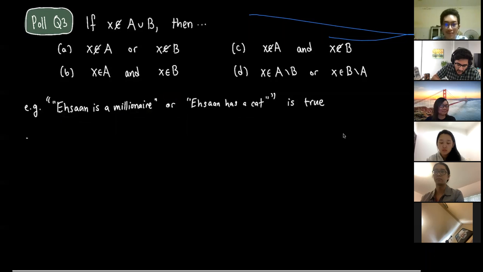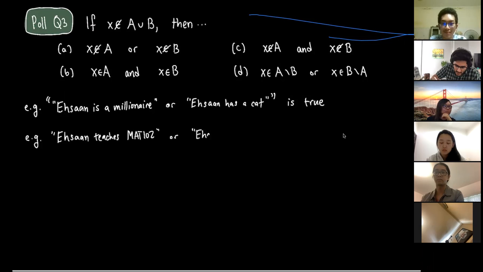Another one that is correct would be Asan teaches Math 102, or Asan has a cat. You don't know the other course I'm teaching. This statement is also true, because both statements are true.